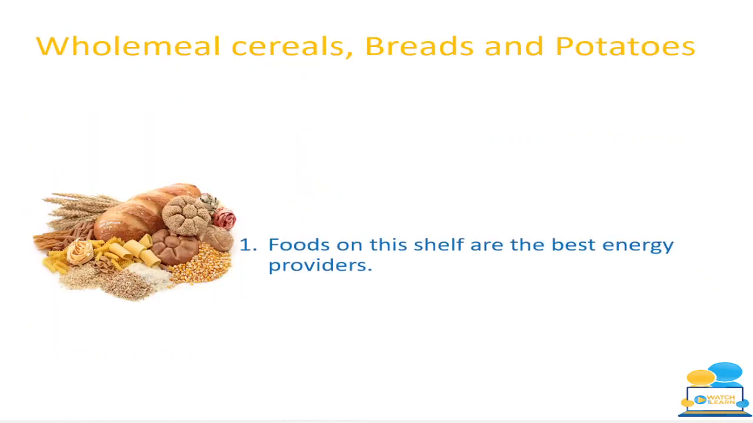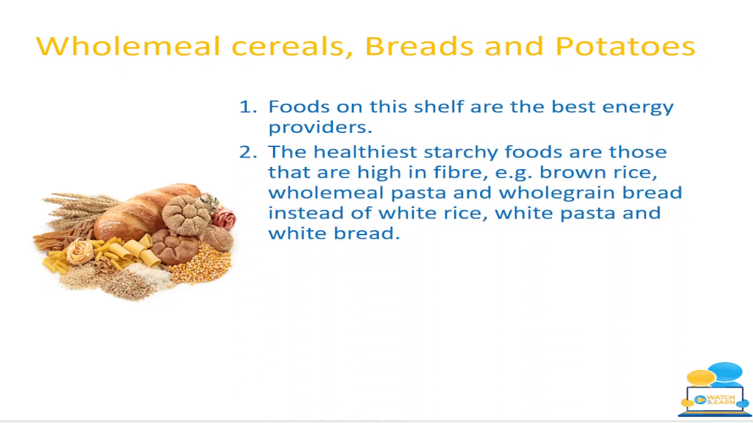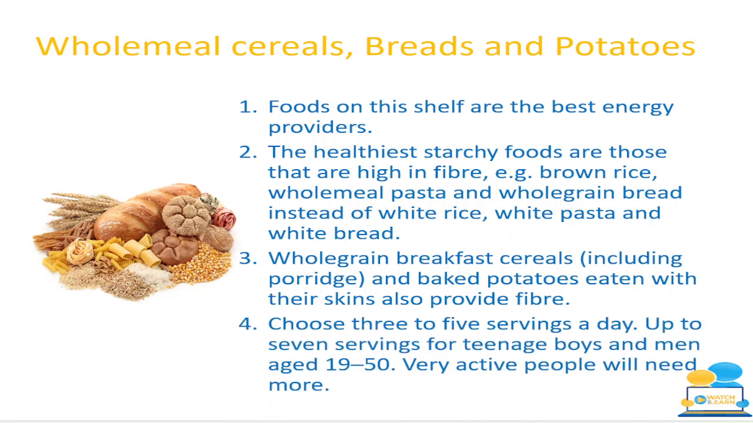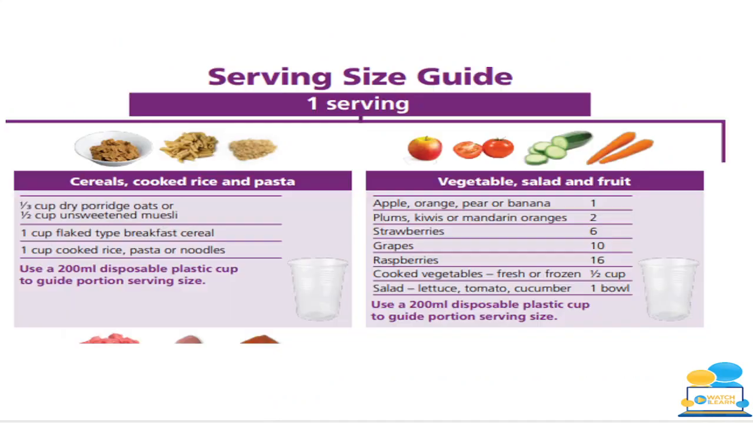Your wholemeal cereals, breads and potatoes, so these are the best energy providers. Okay, we're looking at this because it's high in fibre. Okay, so again, to promote peristalsis, prevent constipation. So you're looking at brown rice, wholemeal pasta, whole grain bread instead of your white rice, white pasta and white bread. Okay, whole grain breakfast cereals including porridge and potatoes with their skins provide more fibre. So you should be choosing 3 to 5 servings a day, up to 7 servings for teenage boys and men aged 19 to 50. Now this is more for the energy side than a healthy bowel. Okay, 3 to 5 servings per day.